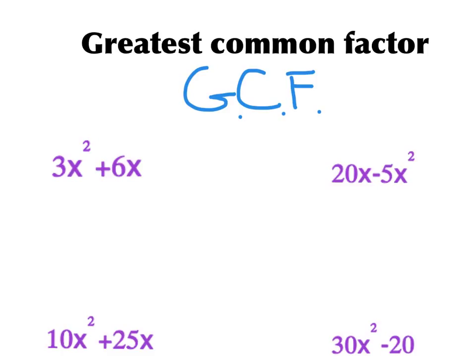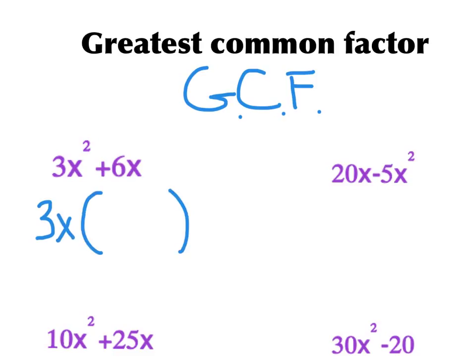For example, if I have 3x squared plus 6x, if I just focus on the numbers 3 and 6, the greatest number that can go into those is 3. And now if I focus on the variable x squared and x, the greatest amount I can take out of both is x. The reason it can't be x squared is there's not an x squared to take out here. The greatest I can take out of both is x.